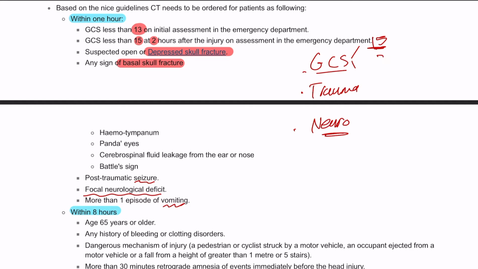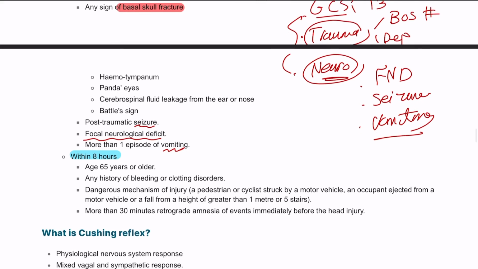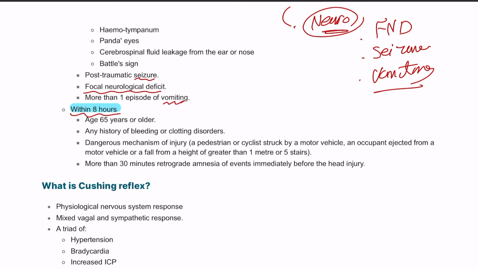If GCS is 13, 2 hours after arrival, plain CT head immediately. Trauma, such as base of skull fracture and depressed fracture. Neuro, it's a focal neurological deficit or seizure or vomiting after the presentation. All right? So these are the things to guide us on ordering a CT scan immediately on delivery. We can do it within 8 hours in the extremes of age, and that would be more than 65 or less than 1 year. Okay?